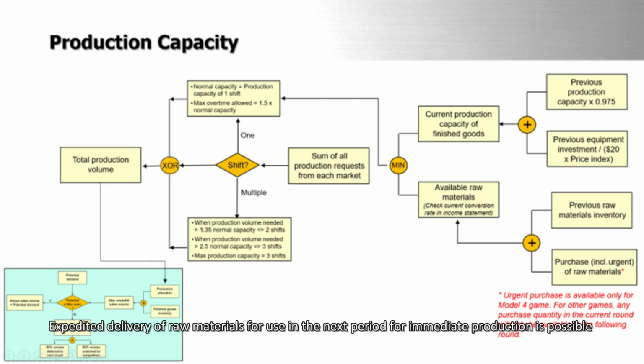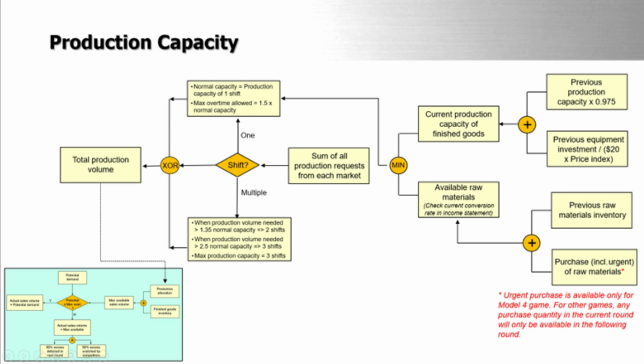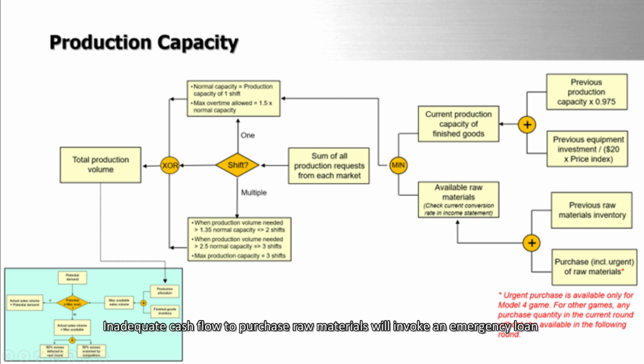Expedited delivery of raw materials for use in the next period for immediate production is possible, but will entail an additional cost on the raw materials above the normal costs. Inadequate cash flow to purchase raw materials will invoke an emergency loan, which will entail an additional cost in terms of higher interest rates.